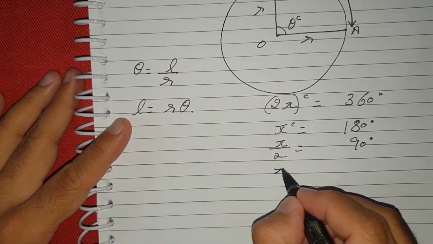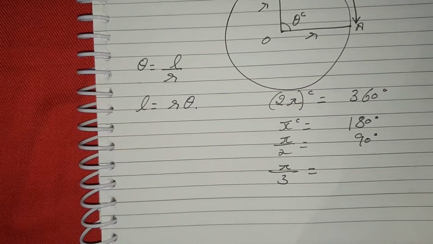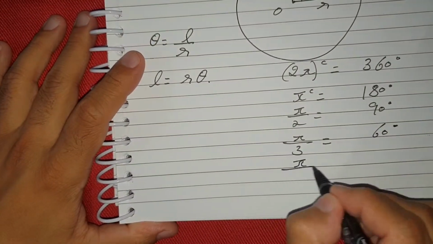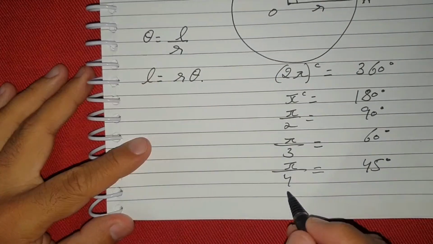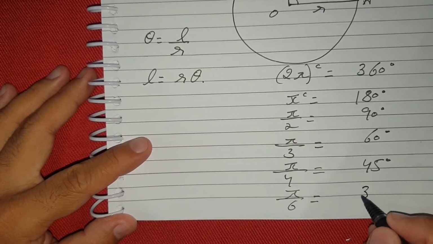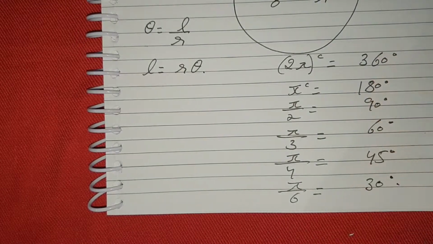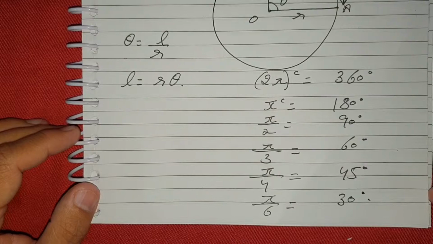Pi by 3, that will be 60 degree. Pi by 4, 45 degree. And pi by 6 equals 30 degree. So this is how the radians and the degrees are measured.